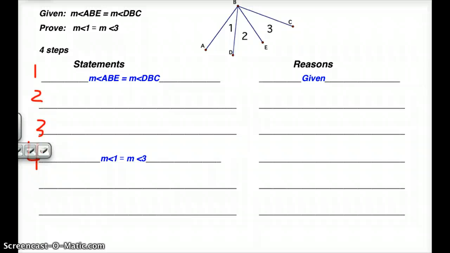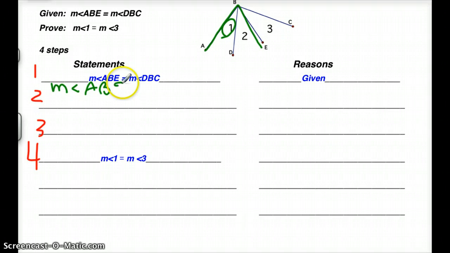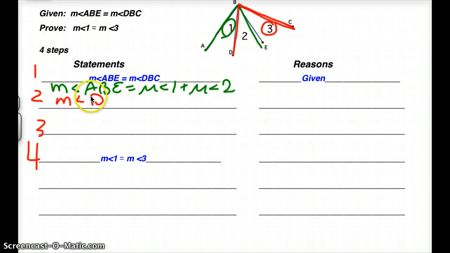All right, so now in step number 2, you need to do some introducing because you need to get 1 and 3 involved in the proof. You're given ABE. Well, 1 is part of ABE. So the measure of angle ABE equals the measure of angle 1 plus the measure of angle 2. So I'm introducing 1 so that I can talk about it at the end. And then I'm going to use my DBC to introduce 3. The measure of angle DBC equals the measure of angle 2 plus the measure of angle 3.